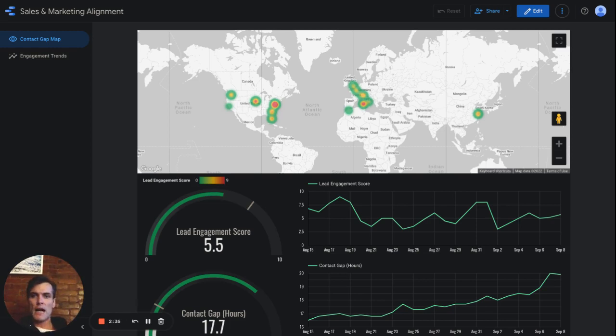So, it's important to look at not just the values as they are right now, but the trends to see how they're changing. And then this gives you an excellent opening position to sit down with your leaders and talk about what's happening and how we can improve these.